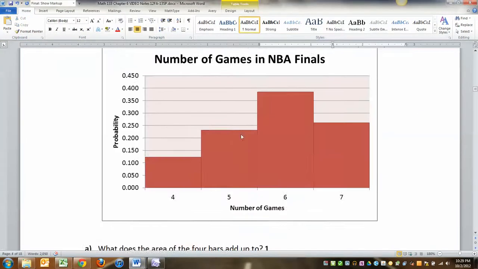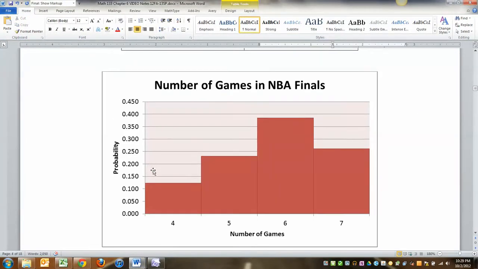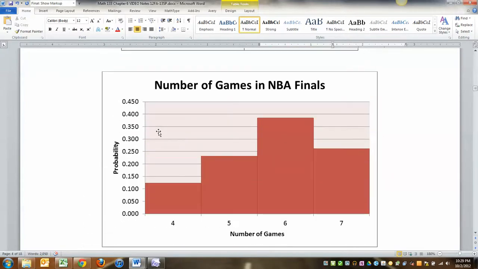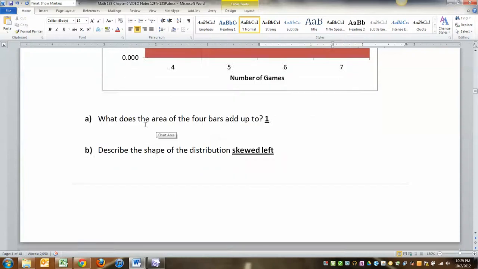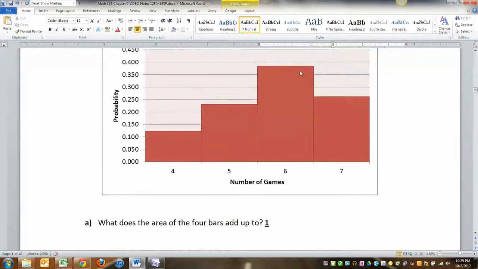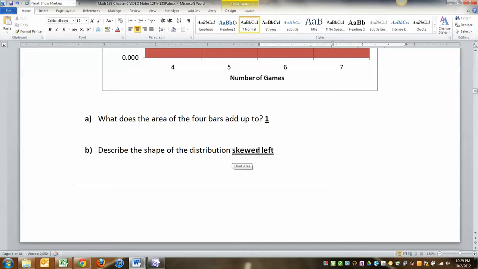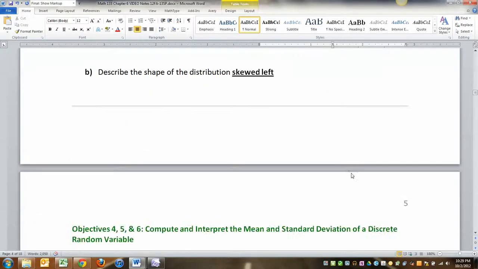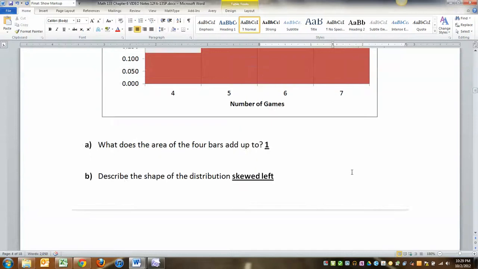All right, so that's where I came up with that in the notes for you. But you also should know how to do it yourself in Excel and should do it if you're an online student. All right, so what does the area of the 4 bars add up to? Well, it's got to be 1, right? These are probabilities. Probabilities have to sum to 1. Cool. Now, what's the shape of this distribution? It's got a little tail going on over here. So it's a little bit skewed left. Not by much, but a little bit. All right, we're done with this section. I will see you back here for the mean and standard deviation of this distribution.